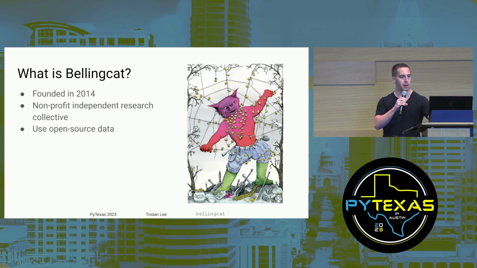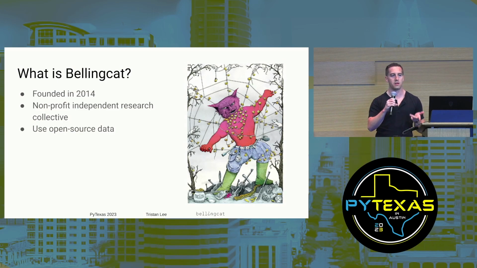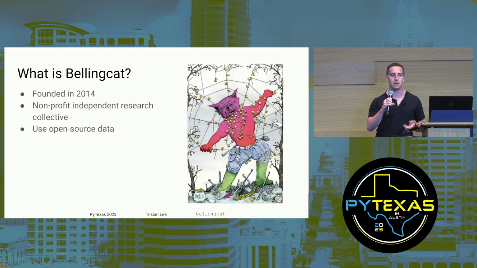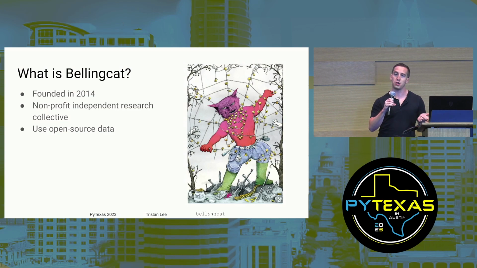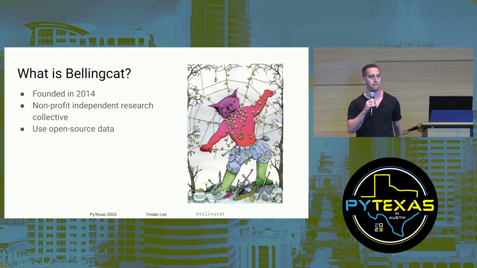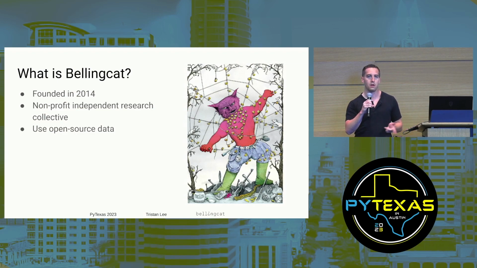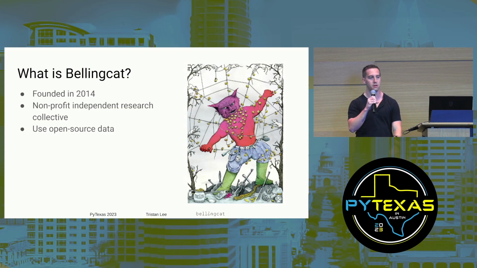So Bellingcat is a nonprofit investigative research collective founded in 2014. We use open source data to investigate a wide variety of topics, including human rights abuses, environmental issues, wrongdoings by the powerful, the radical fringes of society, and just about everything in between. We publish stories, develop novel investigative methods. We share those methods with journalists and researchers, and foster a community of people who use those methods.